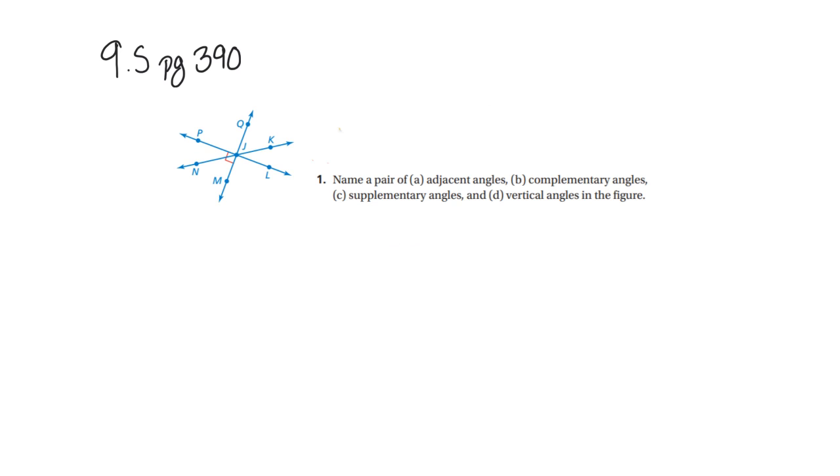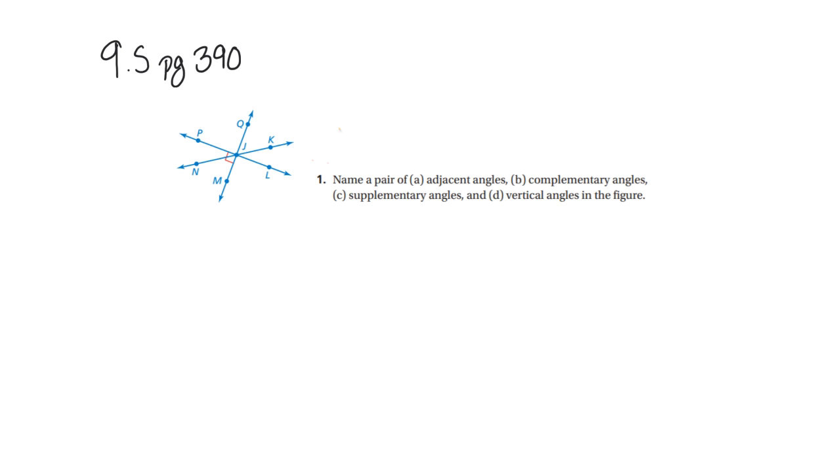Okay, so here is an example problem for you. I want you to try this one. See if you can name pairs of each of the four types of angles, right? And again, there's more than one right answer. So pause, try it, come back. I'm going to give you an example of an answer, but you could have had a different answer. So just follow along on how I got that answer.